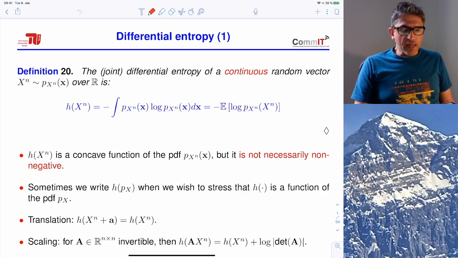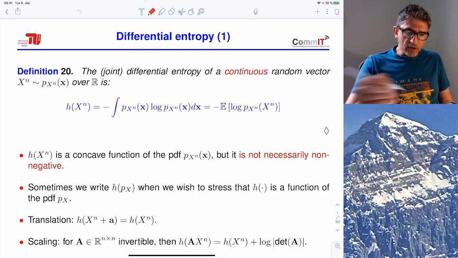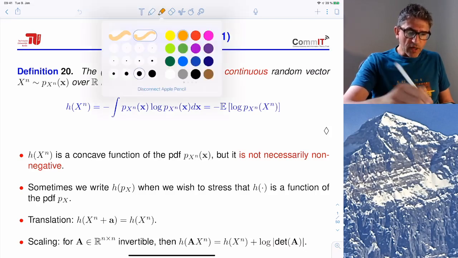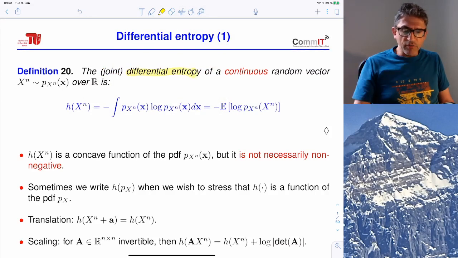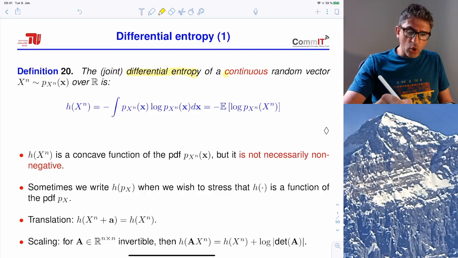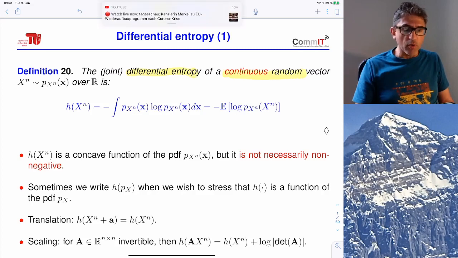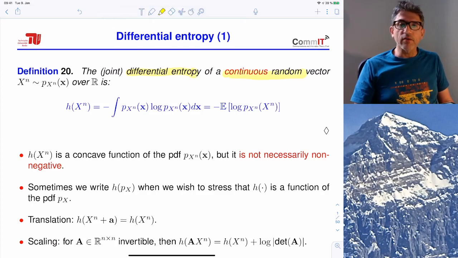So we have to introduce another quantity, which some people don't like very much because it's not a real information measure. In fact, it can be negative, while entropy, we all know, is not negative. But nevertheless, it is useful in several results, and so we introduce it. This is called the differential entropy. The differential entropy has formally the same definition as entropy, but it applies to continuous random variables, or more in general, continuous random vectors.